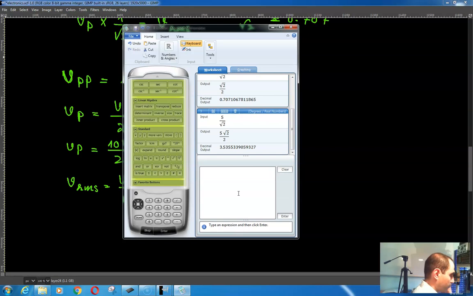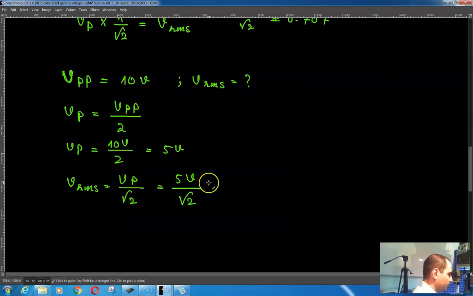I take it as 3.536 volts, and that is of course an AC voltage. So that's essentially how you would calculate, for example, the RMS voltage from the peak to peak voltage, right?